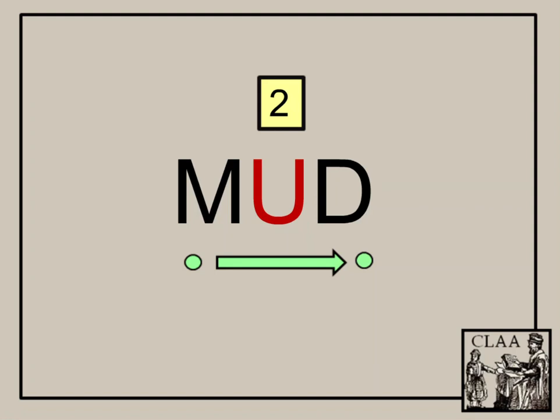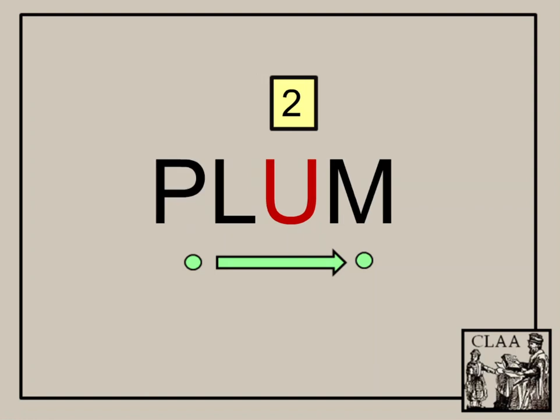Mud, mud, mud. In this word, we again see the English vowel U followed by a final consonant sound. We'll read it with the short U sound. Plum, plum, plum.